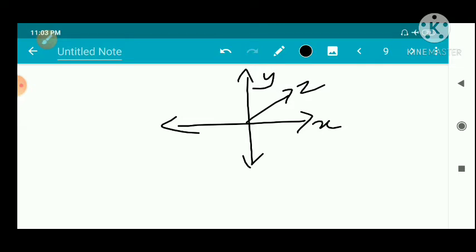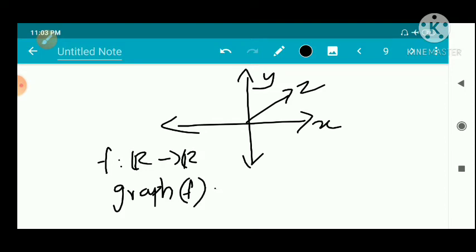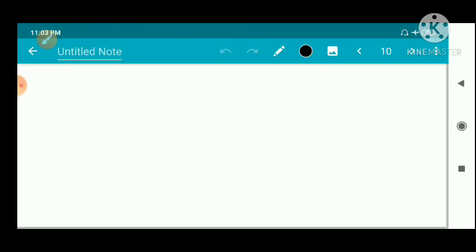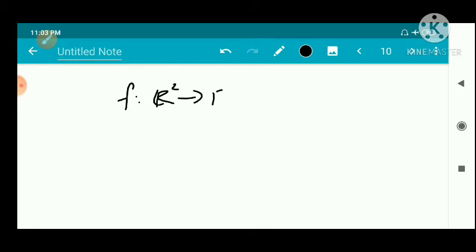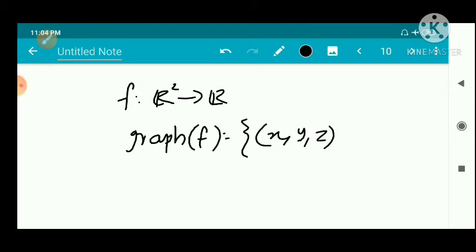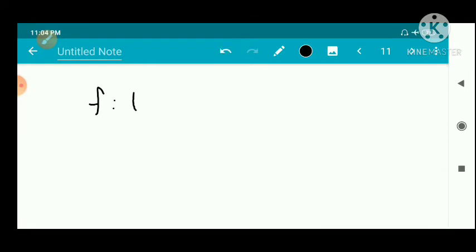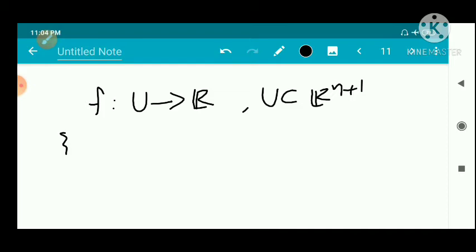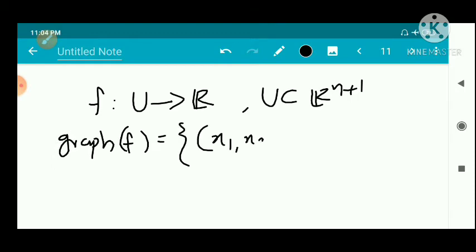So in general we can define, if the function is on R, the graph of the function as graph of f equal to set of all x, y, such that y is a function of x. And in R2, f from R2 to R, we can define graph of f as set of all x, y, z, such that z equal to a function of xy. So in general we can define the graph of a function from U to R, where U is a subset of Rn plus 1. It is the graph of f equal to set of all x1, x2, etc., xn plus 1 and one more variable xn plus 2.